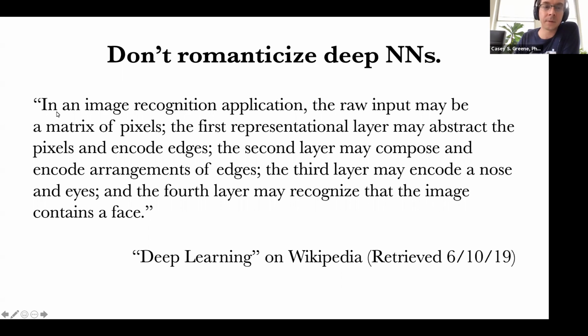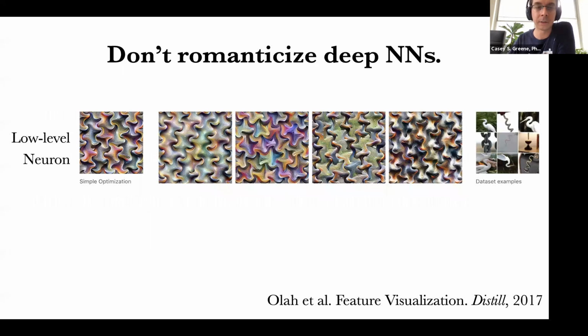So this is an article on deep learning from Wikipedia. "In an image recognition application, the raw input may be a matrix of pixels. The first representational layer may extract the pixels and encode edges. The second may compose and encode arrangements of edges. The third may encode a nose and eyes, and the fourth may recognize the image contains a face." This is a really attractive way to think about these methods, and it's very human-intuitive to think about it this way. Unfortunately, it's also probably not right, and it's not right in ways that are a little bit confusing.